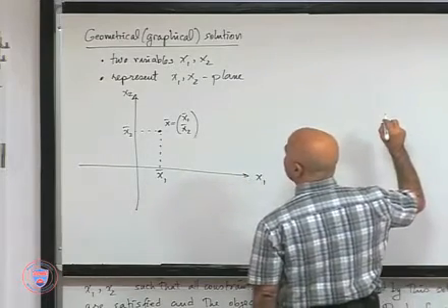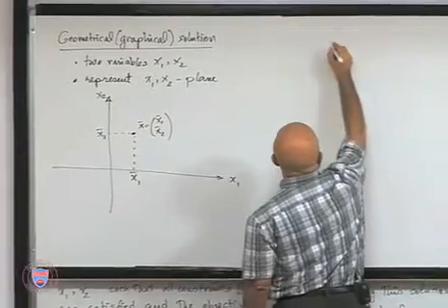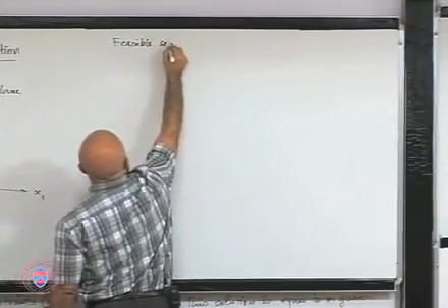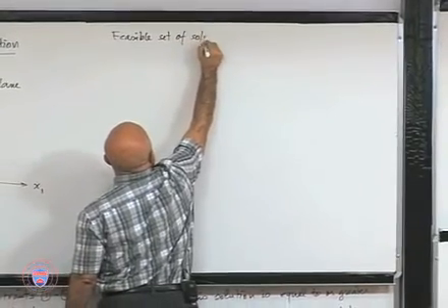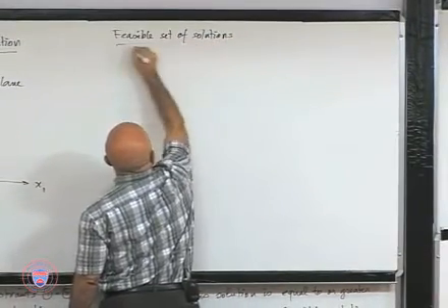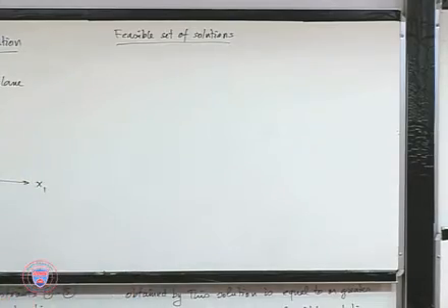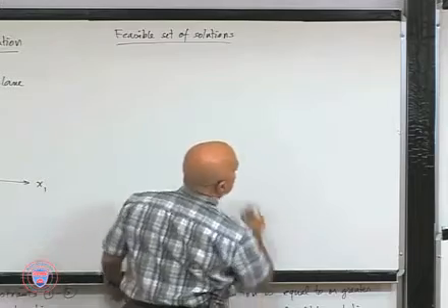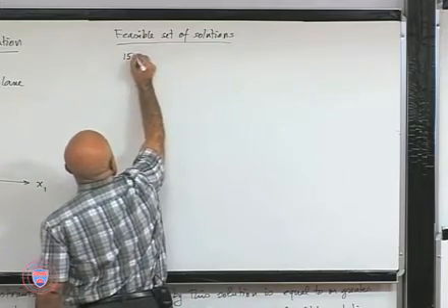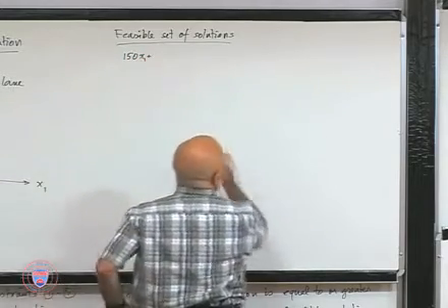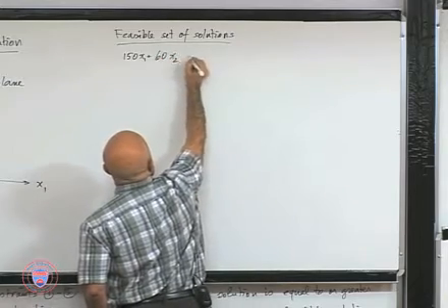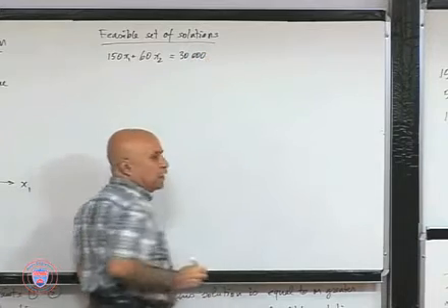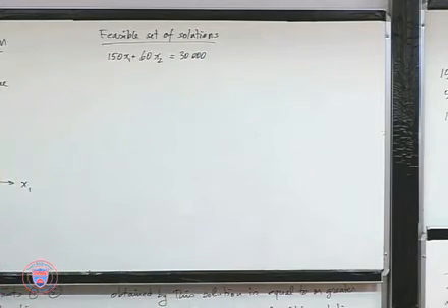Okay, so let's go now to the representation of the feasible region. The feasible set of solutions in the x1, x2 plane. I'm going to take my constraints in equality form. So 150x1 plus 60x2 is equal to 30,000. That's the equality version of the first constraint.